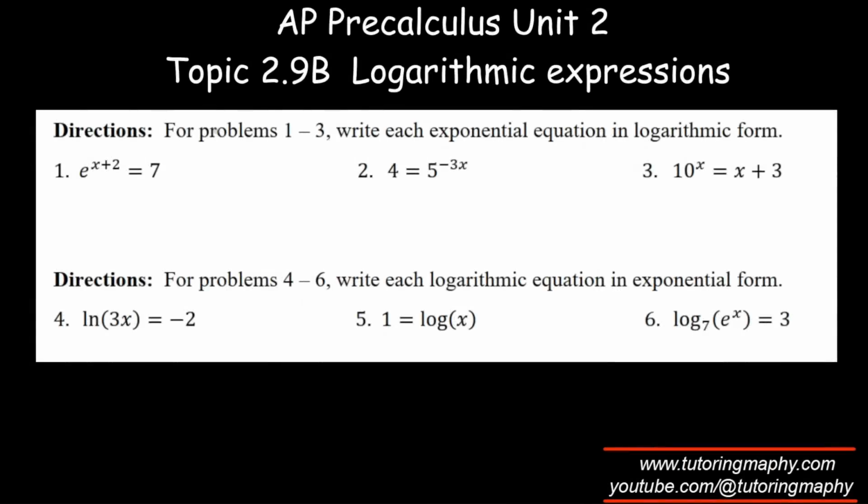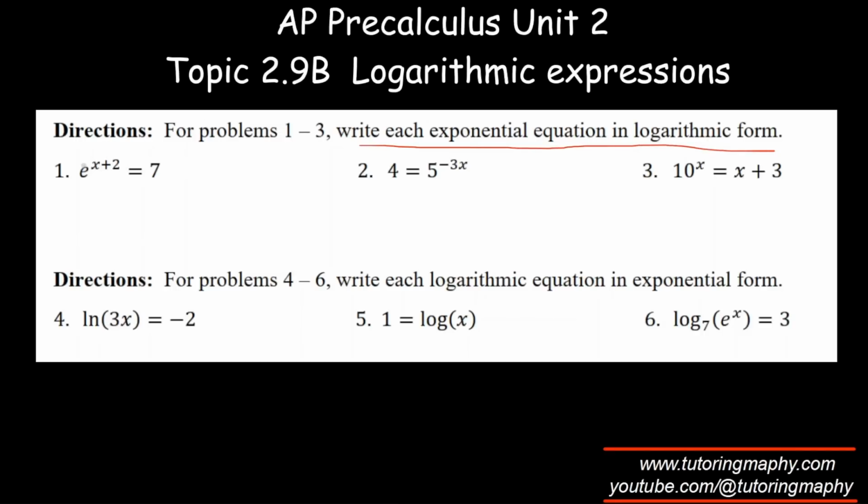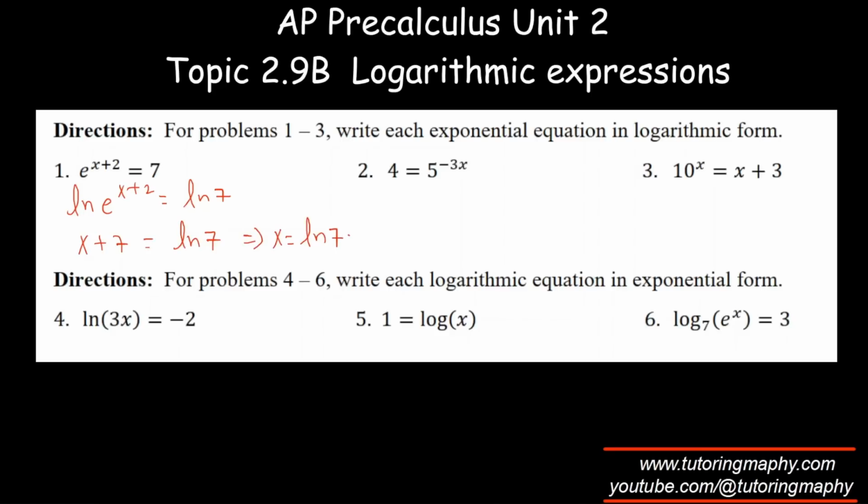Right, 2.9B, we have to write each of these in logarithmic form. As we discussed earlier, we take log on both sides with the base being the base of the exponent. Here the exponent is e raised to x plus 2 and the base is e. So I'm going to take natural log, with base e, on both sides. Natural log of e raised to x plus 2 is equal to natural log of 7. This x plus 2 drops outside and we know that ln e is just 1, so we disregard that. So the value of x comes out as ln 7 minus 7.